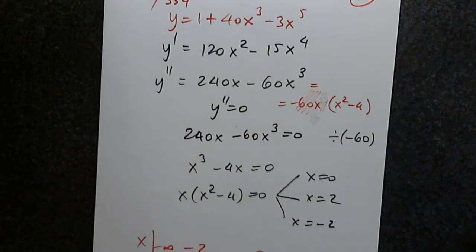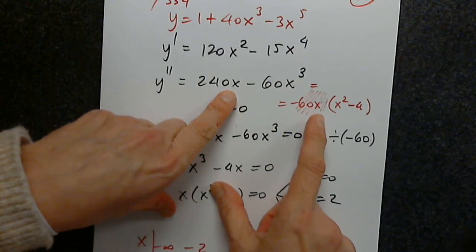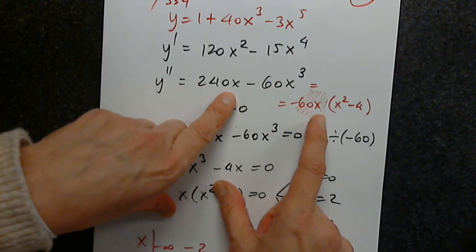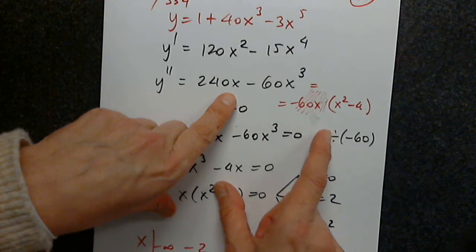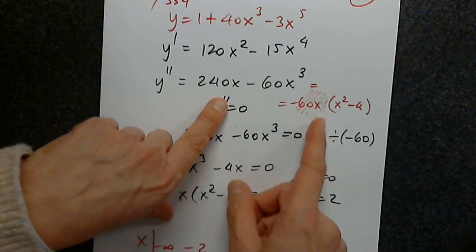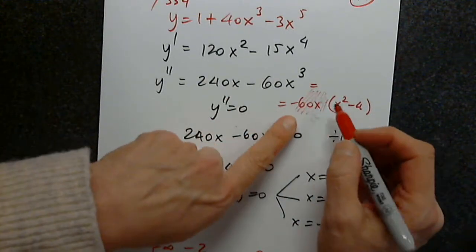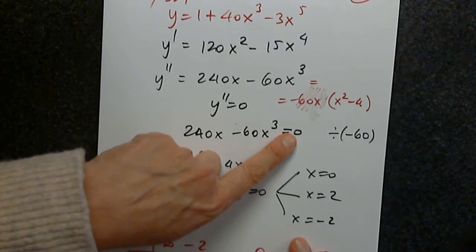Wait, why is it negative 60? Because this is x and this is x cubed, and I can only factor out x, and I cannot factor out x squared. It was wishful thinking. It was an error. Sorry about that. My apologies. I can only factor out x. I jumped. So then I will have to make sure that the sign is correct.